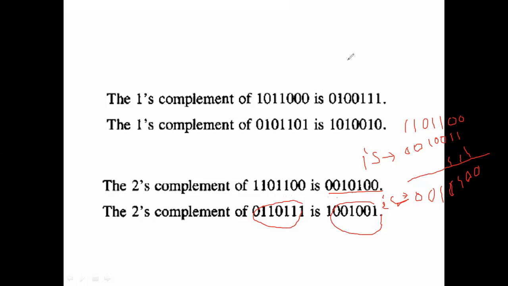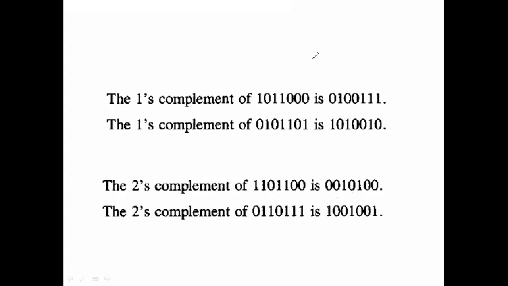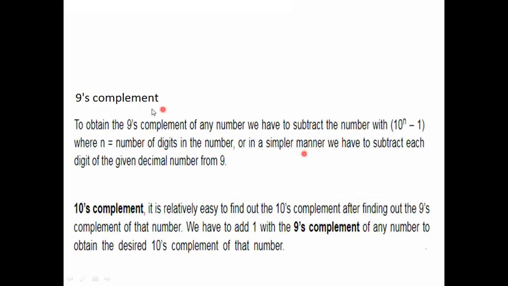Okay, so this is about the 1's complement and 2's complement in the binary number system. The next one is 9's complement and 10's complement. Here, 9's complement means that if the given number is some x, that given number will be subtracted from 10 power n minus 1. Here n is the number of digits in the given number.